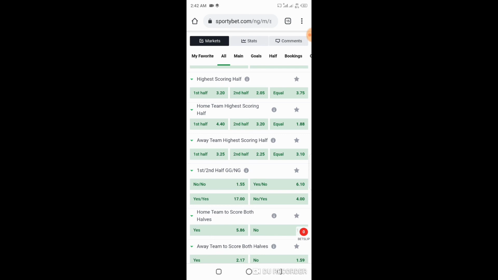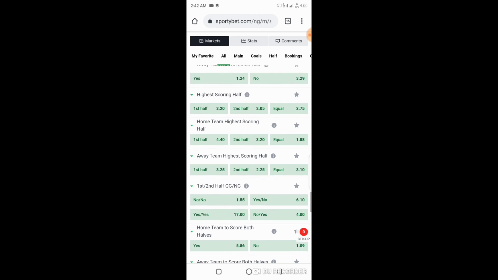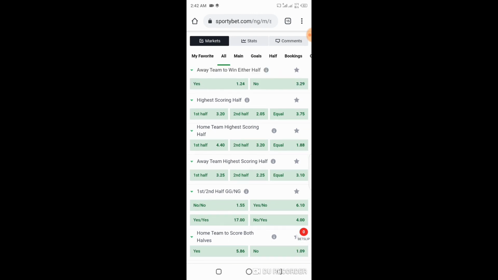In many bookmakers, you're going to see it as HSH, but others usually refer to it as most scoring half. It is the half in which each team is going to score its highest number of goals, either in the first half or in the second half. And that is all you need to know about how to play HSH.